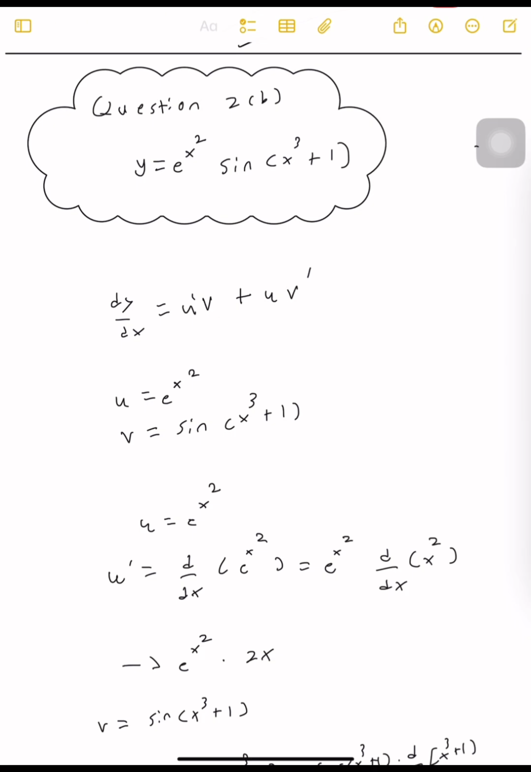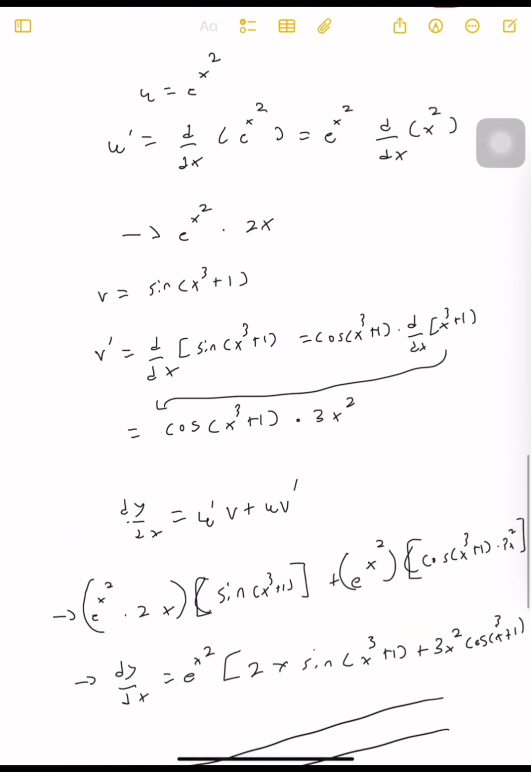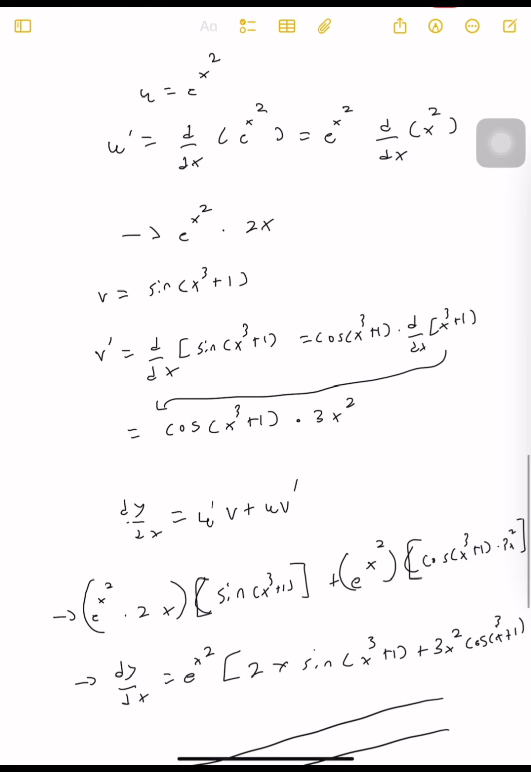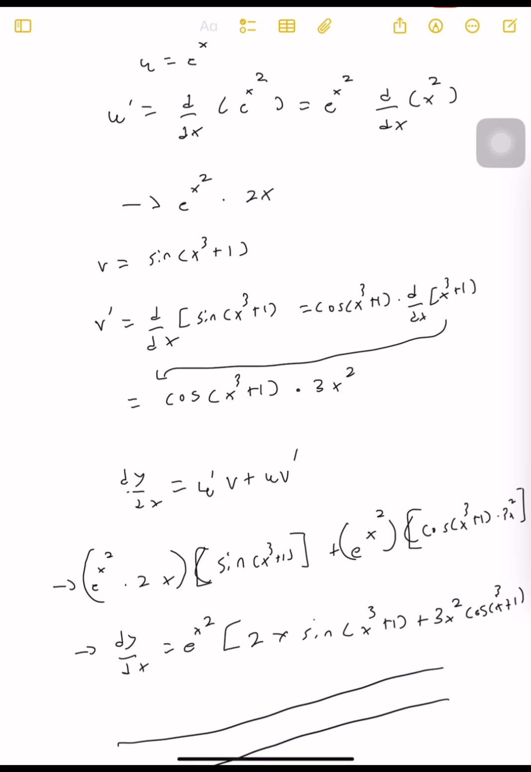So now we will find the derivative of both parts. For u prime, we take d over dx of e to the power of x squared, and we get u prime, which is e to the power of x squared times 2x. For v, we do the same as how we got u prime: d over dx of sin(x cubed plus 1), and let's jump into the result. We get cos(x cubed plus 1) times 3x squared.